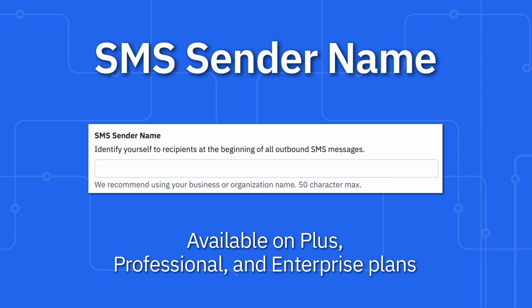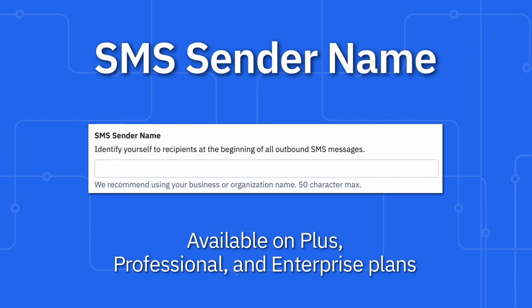The way this works is when you go to your settings page in ActiveCampaign and you set up an address and you set a default address, there's a new field as pictured here called SMS Sender Name. This is a 50-character maximum field that you can put in. It's meant to be your name or the name of your business or organization is most recommended.